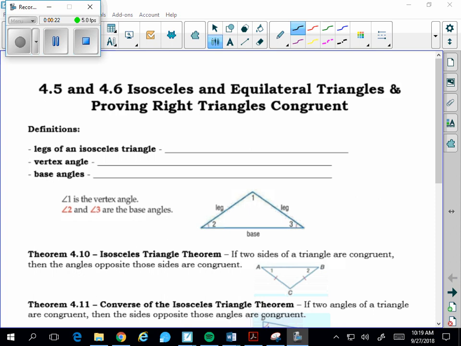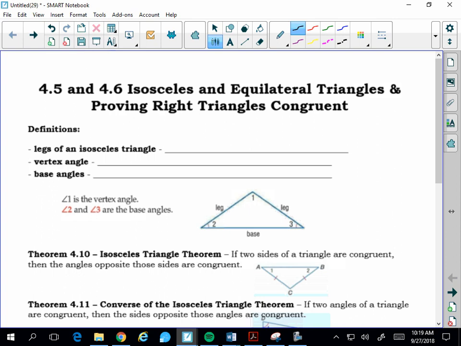So we've got a couple definitions here, the first one being legs of an isosceles triangle. We're going to say that those are the two congruent sides of an isosceles triangle. So the legs are the ones that are congruent to each other, because if we recall, isosceles is two congruent sides.